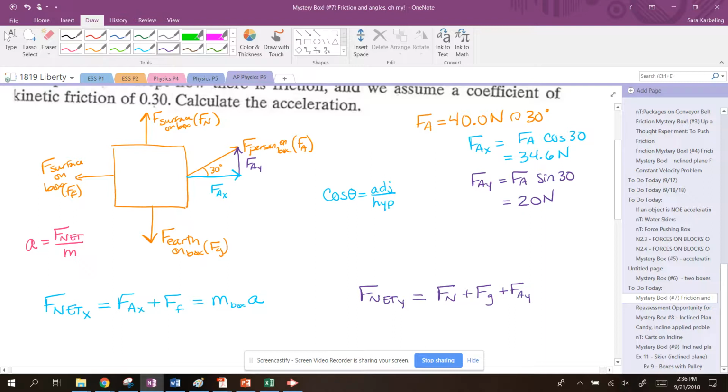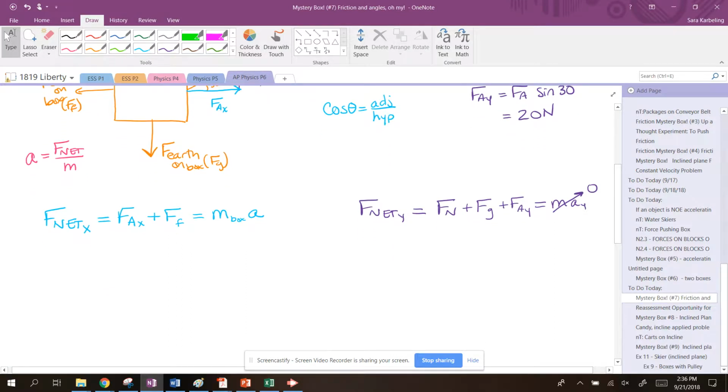We can write this as MA if you want. That's the acceleration in the y direction. But what is the acceleration in the y direction? What did we just say it was? 0. So we can just write that as 0 if you want. That's cool too. Okay. What are we going to do? How are we going to solve this problem? Let's talk about a strategy and then we'll start doing stuff.